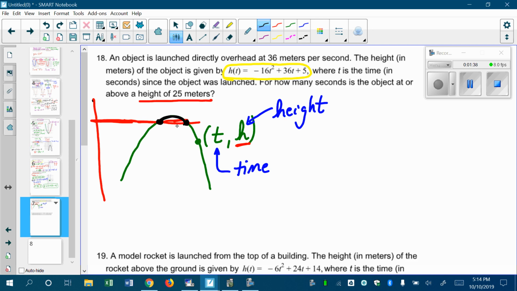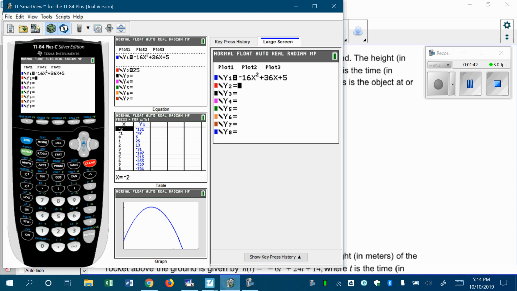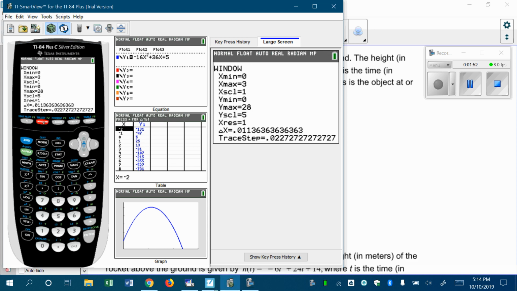So in order to do that, we're going to just use our calculator. On my calculator, I've already put the function in. You can go ahead and do the same. Hit pause on the video as much as you need to in order to line up with what I've got here. And then the window for this is actually kind of tricky. I played around with several different attempts before I settled on this.